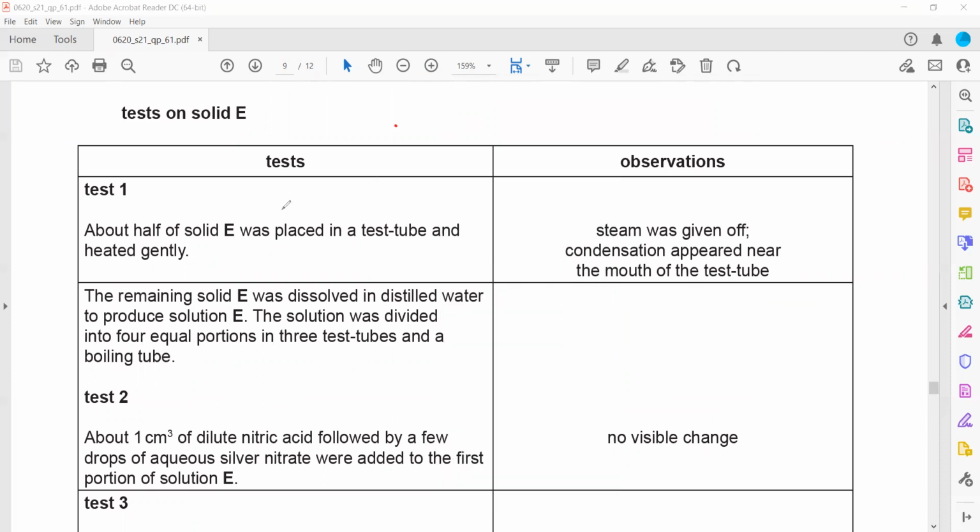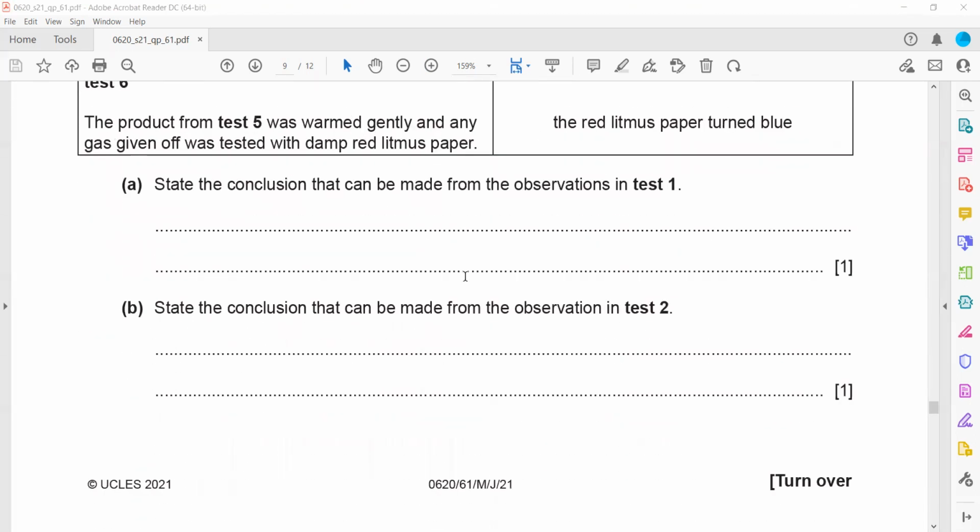What conclusion can you make from observation of test 2? What is test 2? Test 2, we add silver nitrate. As I mentioned, adding silver nitrate is a test for halide ion. It can give a positive result with chloride, bromide, and iodide ion. If it is chloride ion, it will be white precipitate. Bromide ion, it will give cream color precipitate, and iodide ion, yellow precipitate.